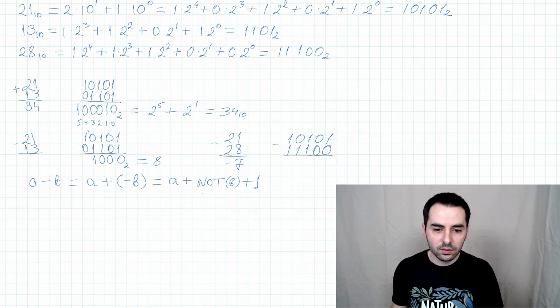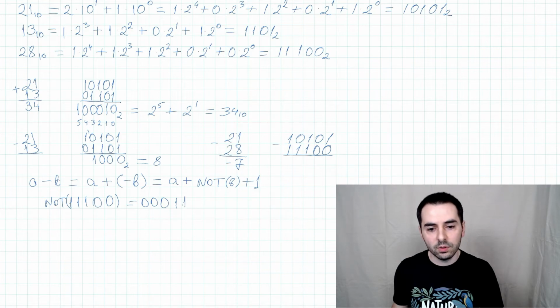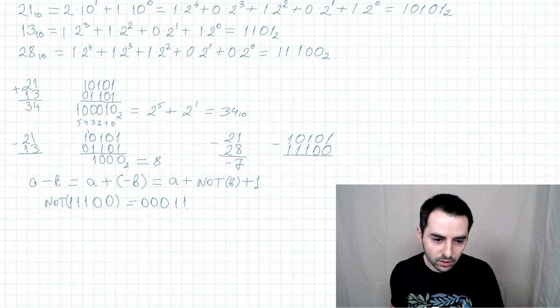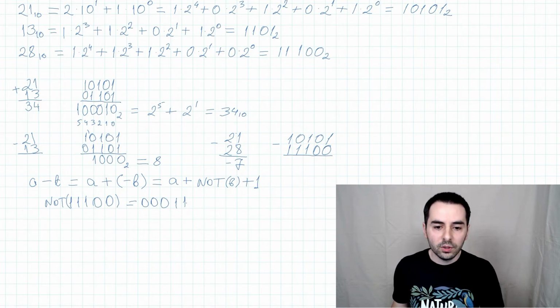So in this case, let's see. We want to negate this one, 1, 1, 1, 0, 0, which is 28. As I said, negation is we just invert the digits. So all the ones will become zeros, and the zeros will become 1. So this is basically 1 plus 2, so 3 in decimal. And then we need to add 1.